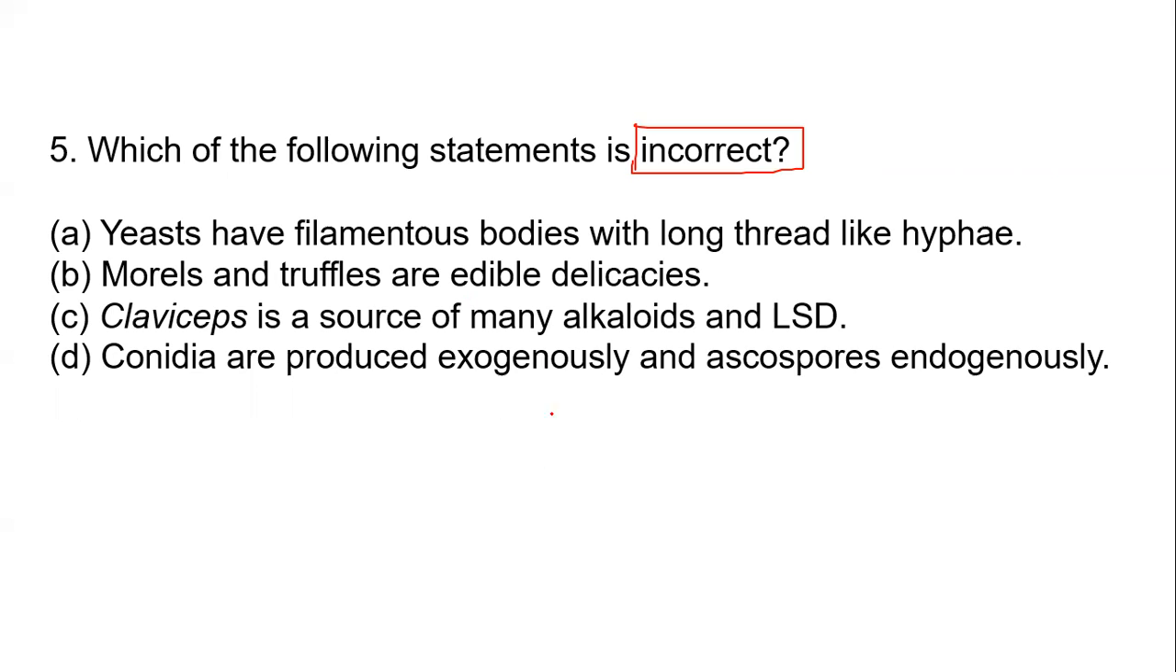You know that conidia are produced exogenously. That is, if this is the hypha, then the conidia will be formed like this exogenously. So this statement is correct. And the ascospores will be produced inside the ascocarp endogenously, right? Inside. This is outside. Claviceps is a source of many alkaloid and LSDs. Correct.